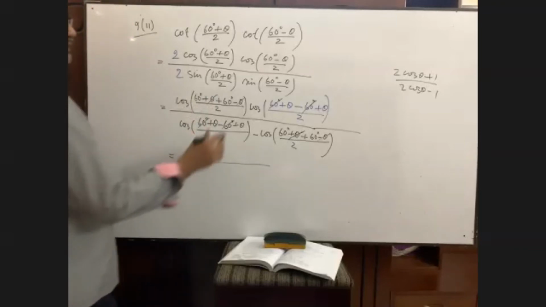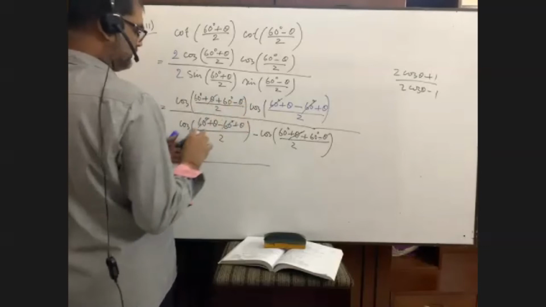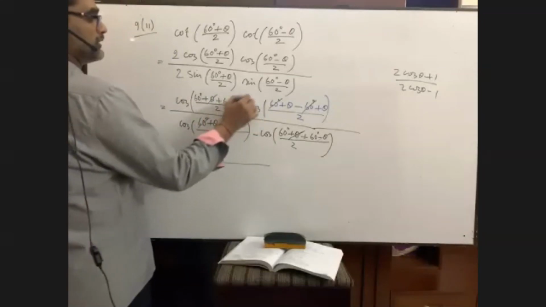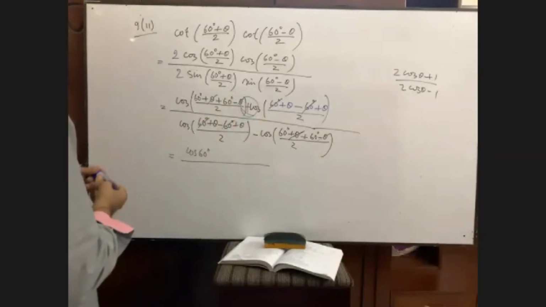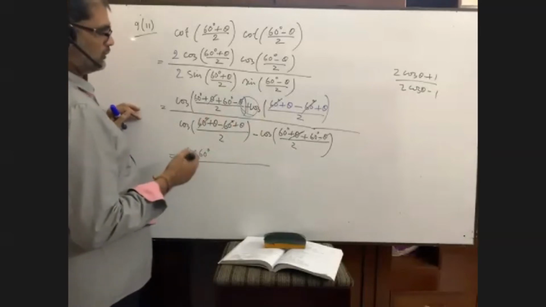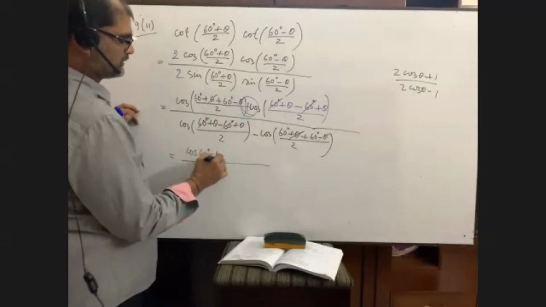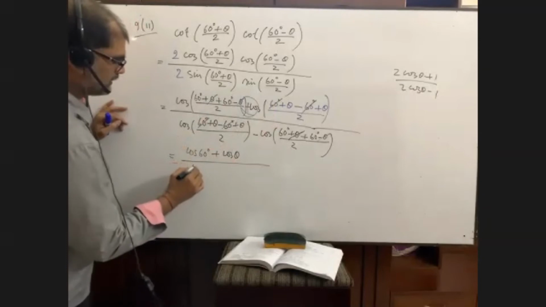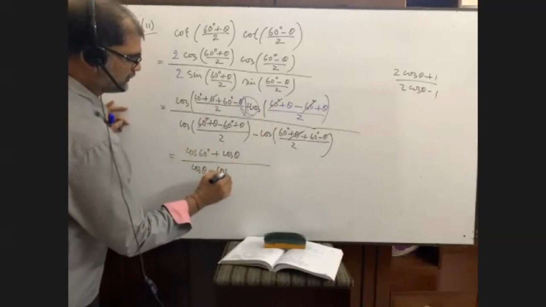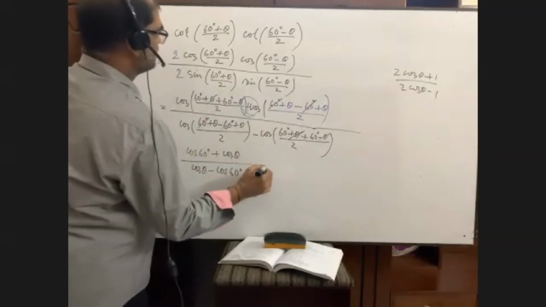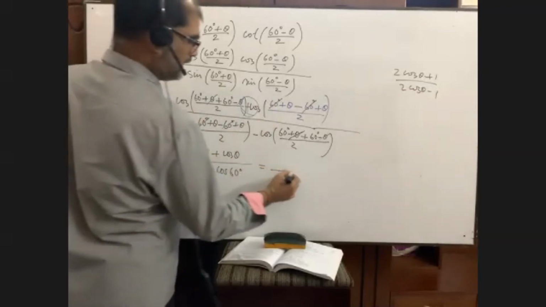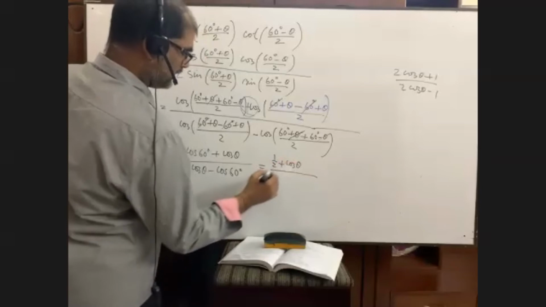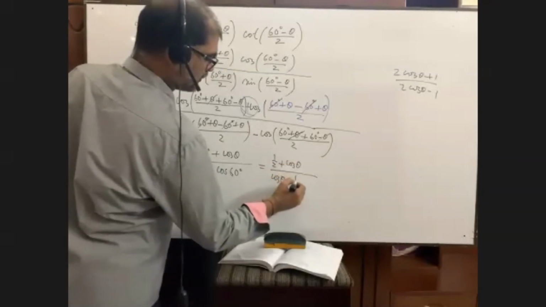Oh my God, here I have not given plus. Have you seen? Here I have not given plus, but none of you told me. Please give a plus sign here. Okay, then what will be? Cos 60 degree plus cos theta, and here cos theta minus cos 60 degree. What is the value of cos 60? Half. Write down half plus cos theta by cos theta minus half.